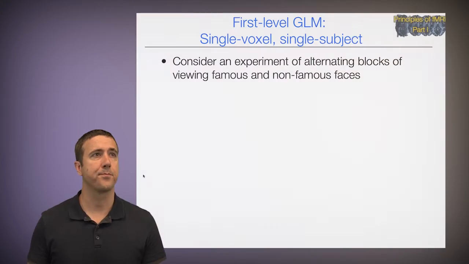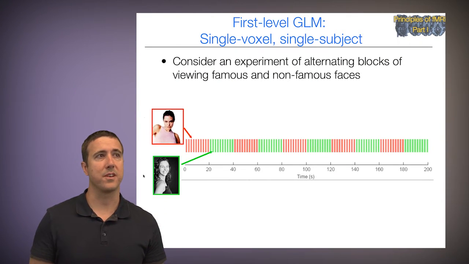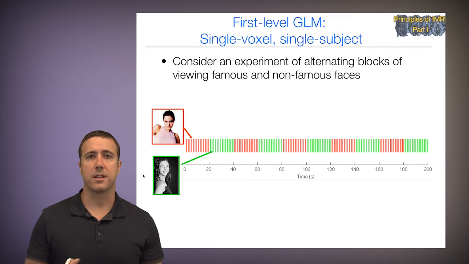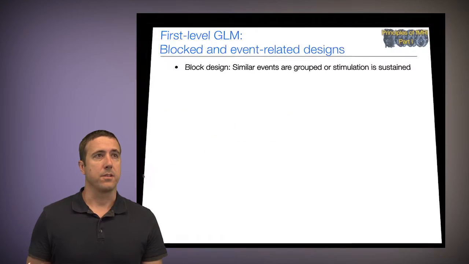First, let's just consider a single voxel in a single subject, and we're going to apply the GLM model to that voxel. We'll work with this for a while in the following slides. Let's consider an experiment where we have alternating blocks of famous faces and non-famous faces. Here's Angelina Jolie, and here's some other non-famous face, and we're going to do stimulation of about 20 seconds of alternating famous and non-famous faces. What I'd like to recover here is if there's a difference in activity between famous and non-famous faces. How do I do this?